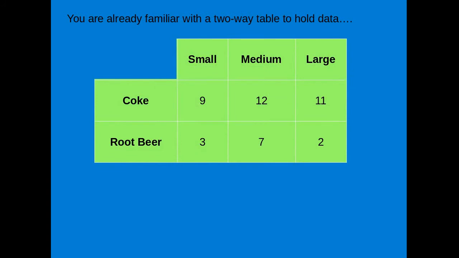You're already very familiar with tables holding data, such as this two-way table, having information about Cokes and root beers sold in 3 different sizes. But this information could be kept in, you guessed it, a matrix.